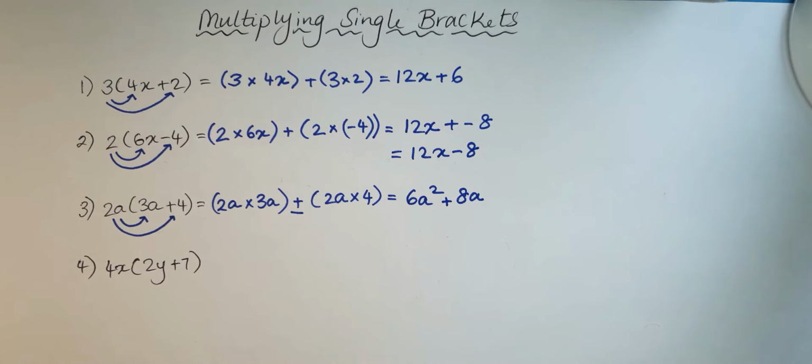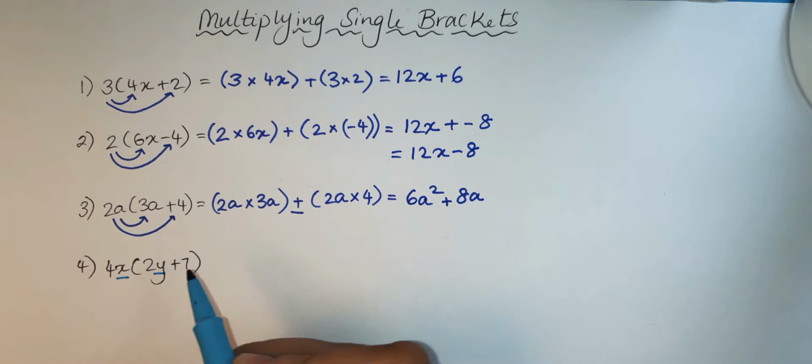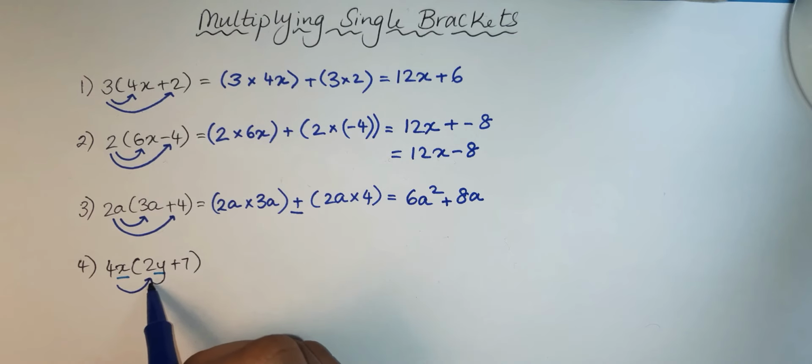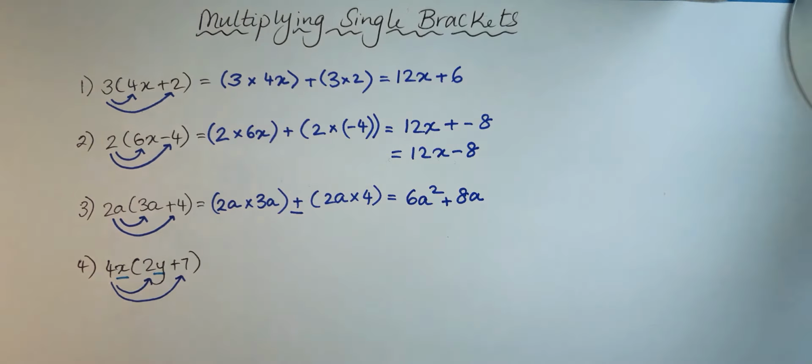So here you can see that you've got two different letters, X and Y. And what we do is, don't panic, first of all. We've got X and we've got Y. But if we do the same process as we've been doing before for the previous 3 questions, we'll see that it's not that difficult. So 4x multiplied by the 2y and the 4x multiplied by the 7.